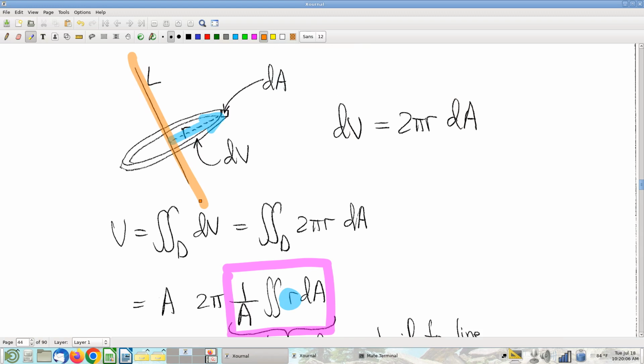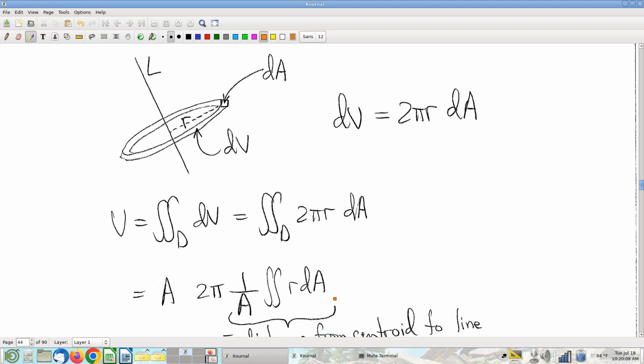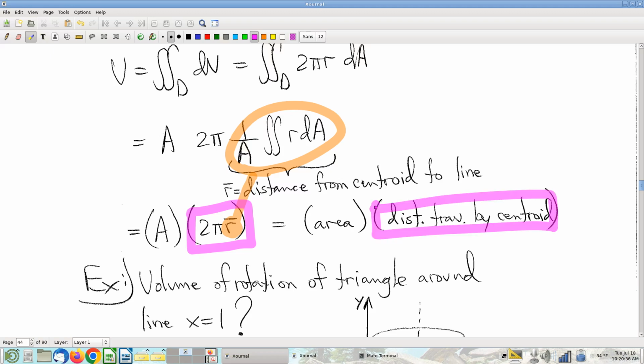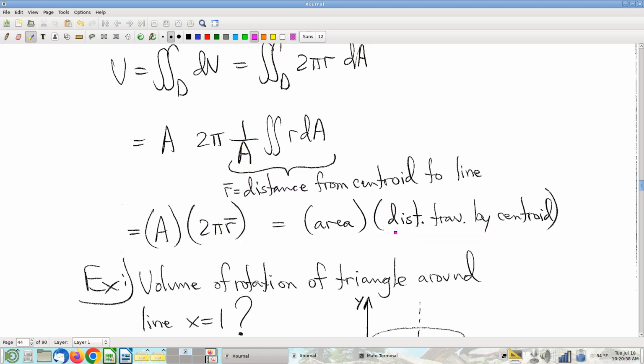So, awfully convenient. So this gives us a really cool result. I'm going to call this distance to the center of mass r bar. And then I'm going to notice that, multiplying it by 2 pi, if I have a radius and I multiply by 2 pi, then I get the distance that one point got rotated. So distance traveled by the centroid, and we have ourselves a pretty awesome formula now for how to compute volume. Volume, sure, you compute that integral if you want, but much better.